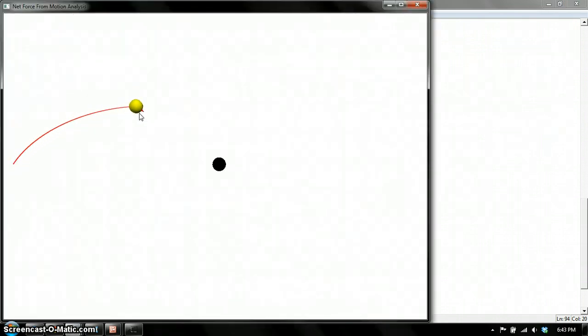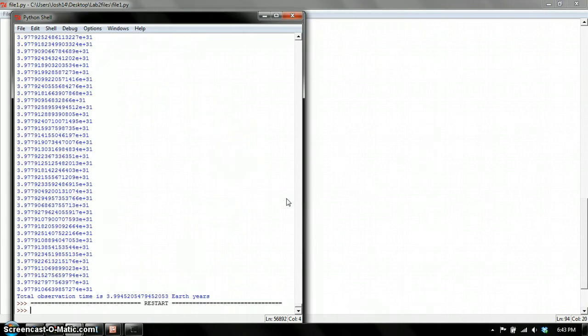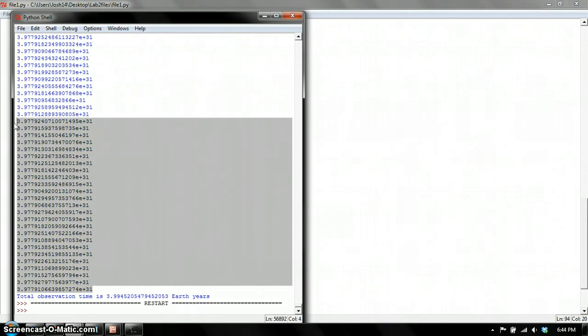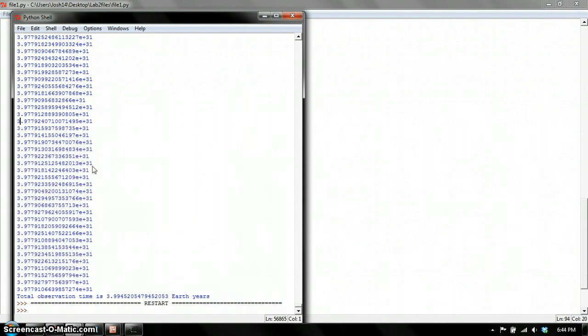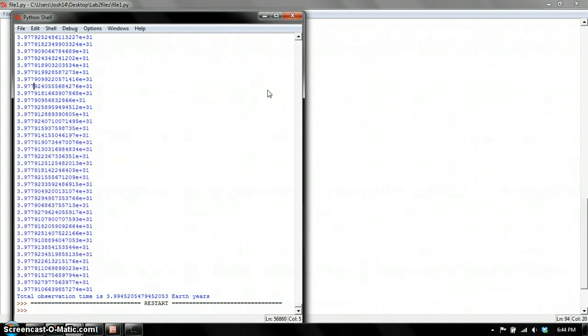as you see, fnet is going to be pointing towards the black hole, and it gets much larger as it gets closer, so that makes sense. And fnet parallel was parallel to the change in momentum, perpendicular was pointing perpendicular to momentum. And I get a mass, and WebAssign accepted it, so I guess it was correct. And it's constant throughout all iterations, so that means that it's correct.